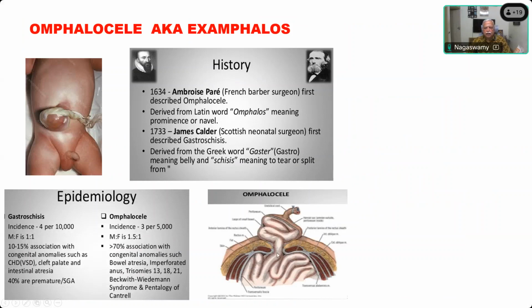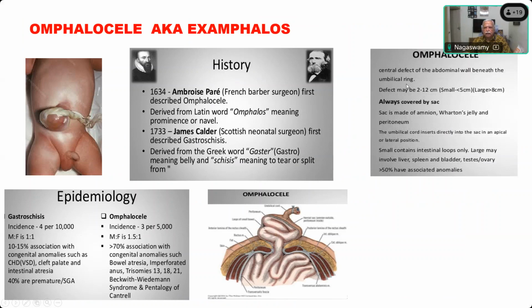The actual defect is an umbilical defect, and you can see the umbilical cord. The umbilical cord will always be attached to the swelling in omphalocele, whereas in gastroschisis that is not the case. It is a central defect arising at the umbilical ring. The defect may be very small or big, and the sac is made of amnion, Wharton's jelly and peritoneum. The umbilical cord inserts directly into the sac at a central or lateral position, and it may contain intestinal loops or other organs like liver, spleen and bladder also, as you rightly said.